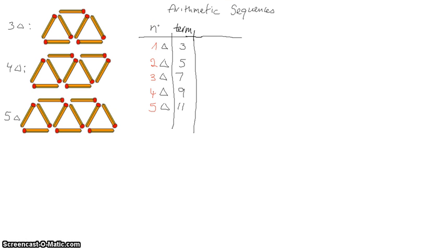So let's call n the position, the number of the pattern in the sequence. Okay, and let's call the term the number of matches in each of the columns. Notice that to get from one number to the next, I am adding 2 every step. Plus 2, plus 2, plus 2, plus 2. A sequence where I'm always adding the same number or subtracting the same number is called an arithmetic sequence.